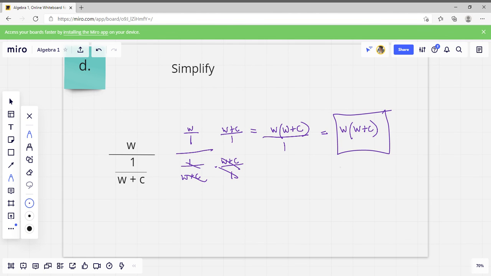All right, hopefully you guys found that easy. I thought it was extremely easy. The main thing to remember is that it's just like when you're dividing a fraction, you just flip and multiply that bottom.